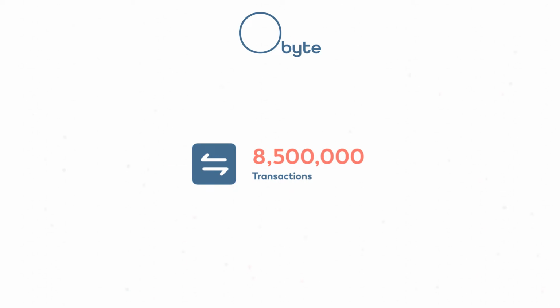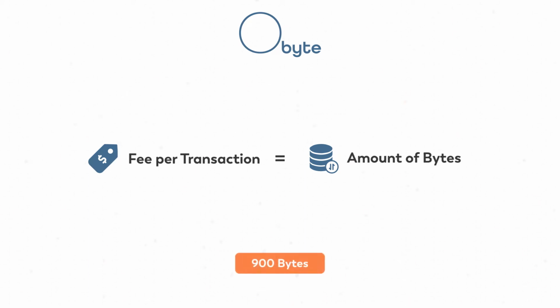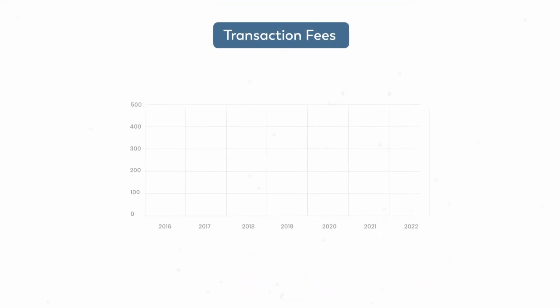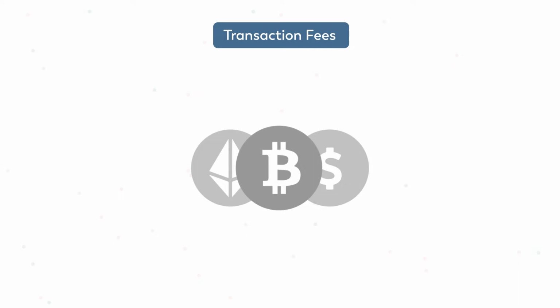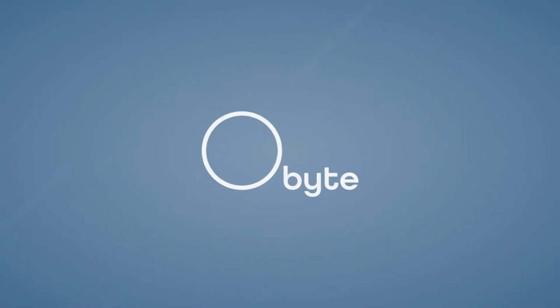Now, here's the impressive part. With Obyte, the fee per transaction is equal to the amount of bytes in disk space the transaction's data consumes. On average, the fee works out to be just about 900 bytes, or 0.000025 cents. This means that throughout Obyte's entire lifespan, it has consumed less than $300 in fees, in total. If you've ever used Bitcoin, Ethereum, or any other notable cryptocurrency, then you don't need us to tell you how extraordinarily inexpensive that is.